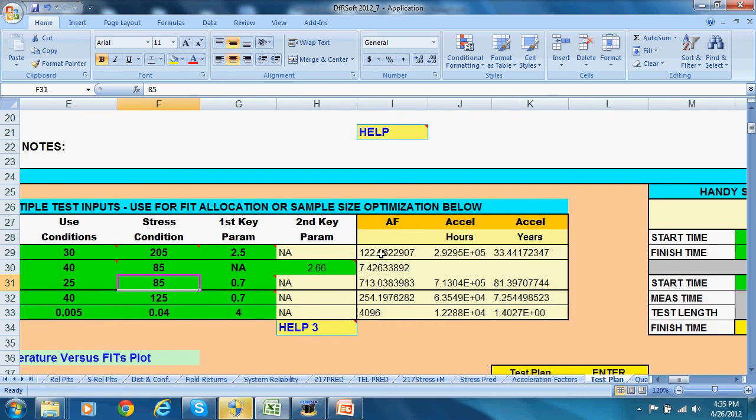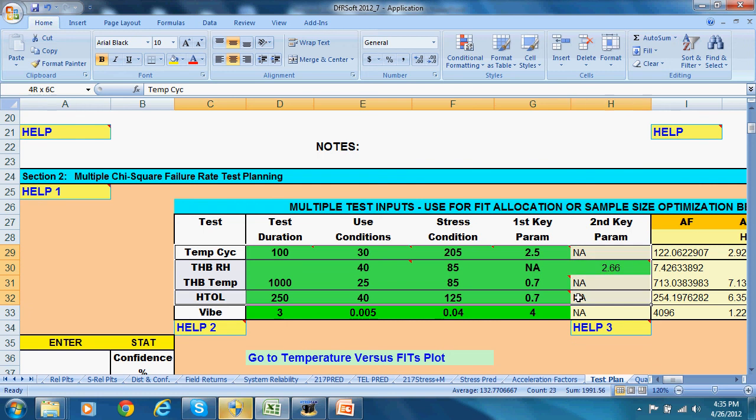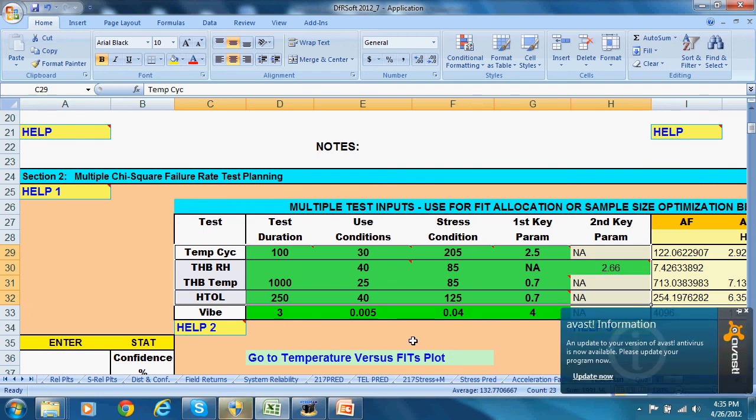And over here are the results for each test. It says I've done for temperature humidity bias an acceleration factor of 713. There's my accelerated hours, and here's my years that I've achieved for each test. We also include vibration, but it's not included in the combined failure rate of just those three tests. But it will give you the failure rate that you achieved for vibration alone.